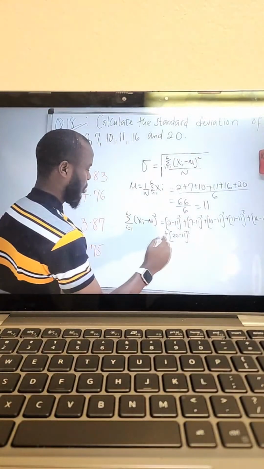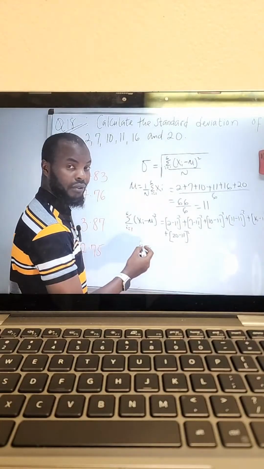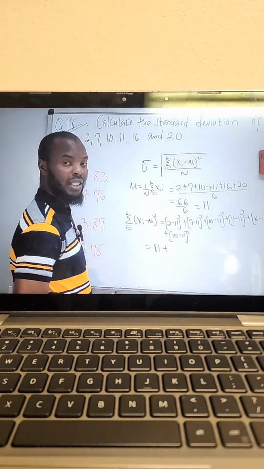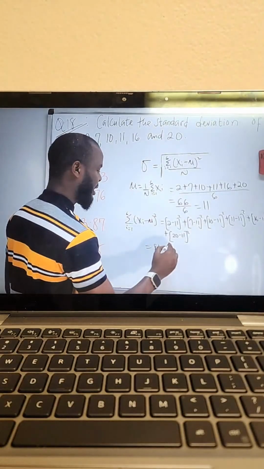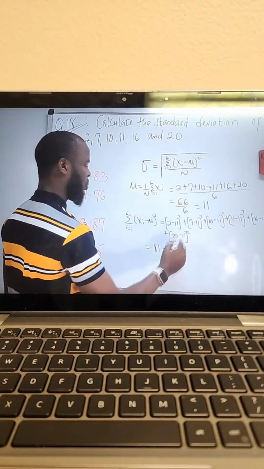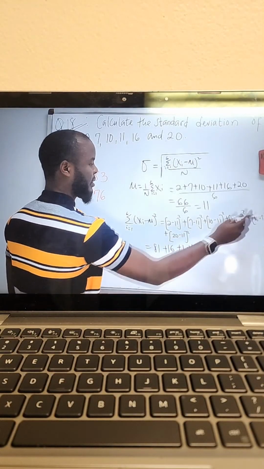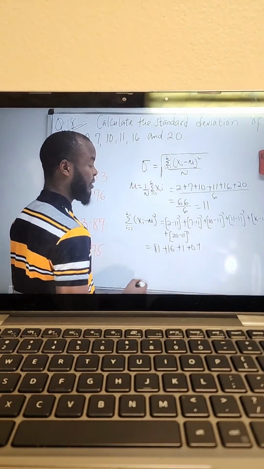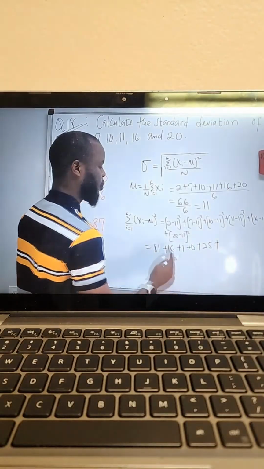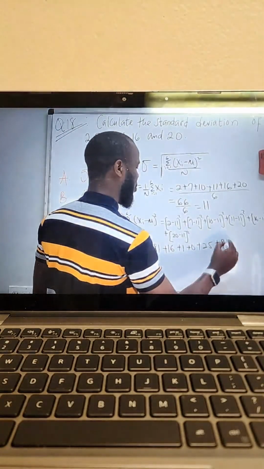Now, 2 minus 11 is negative 9. If you square that, you have 81. 7 minus 11 is negative 4. Squaring that, you have 16. 10 minus 11 is negative 1. If you square that, we have 1. This is going to be 0. 16 minus 11 is 5. Squaring that, we have 25. 20 minus 11 is 9. You square 9, which is 81.